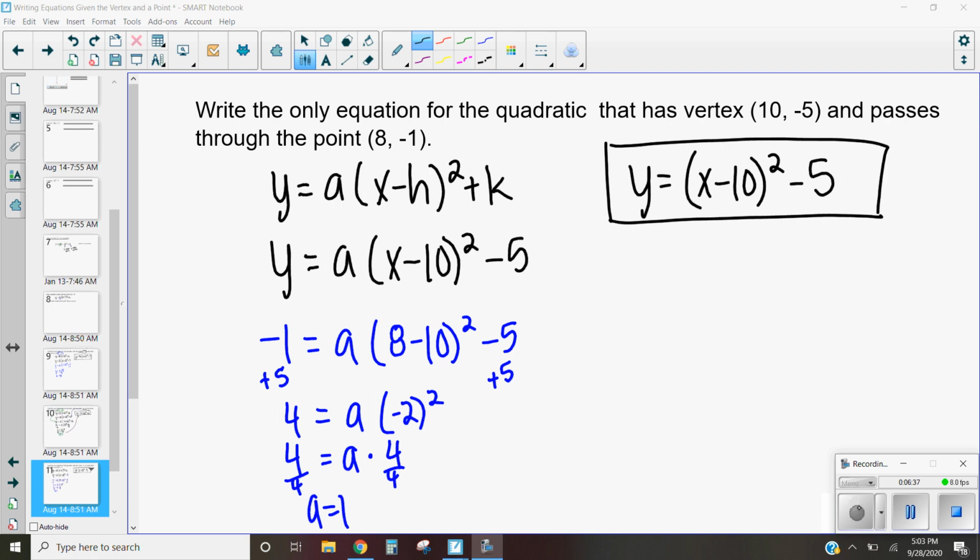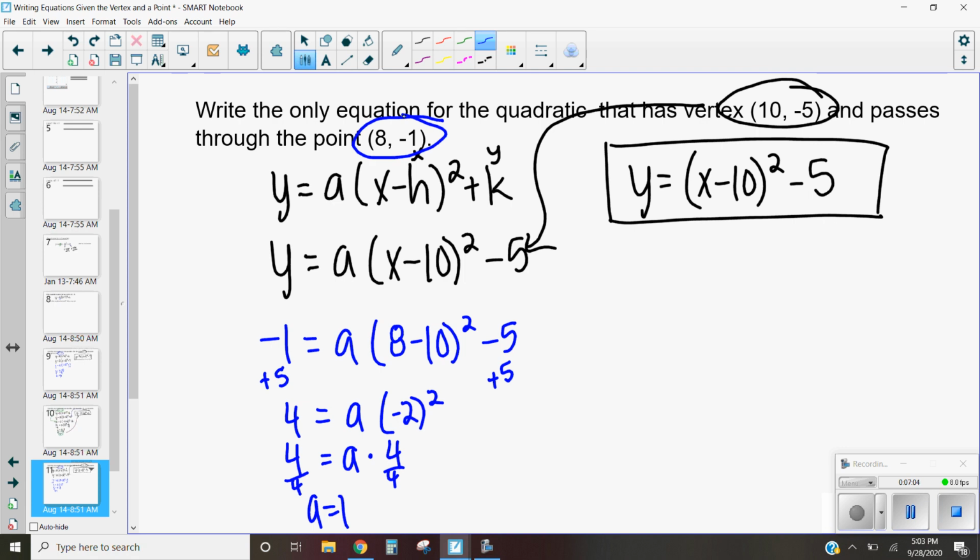Okay, hopefully you've had a chance to go over this. Now we are using that vertex form again. I took my vertex here and I substituted it right in. Remember that our equation is minus h, and our h is our x value, our k is our y value, so a minus 10 and then a negative 5 there. Then we needed to solve for a, and the way we did that is we substituted in our point here, 8, negative 1, our negative 1 for y, our 8 for x.